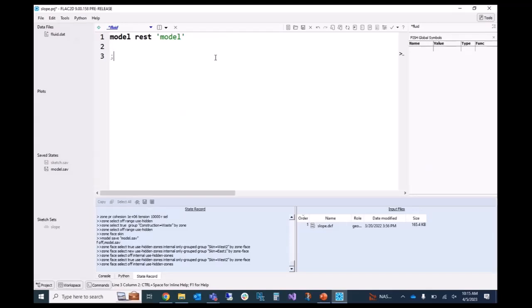Okay, now here's the little magic command that you need when you do densify. You always need this: zone, attach, by face.